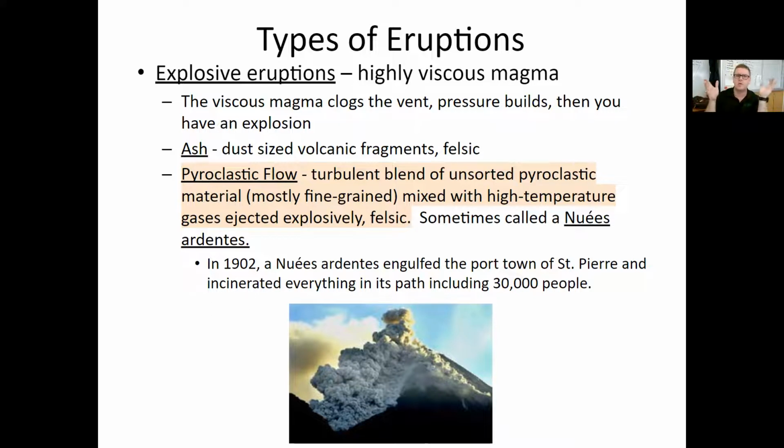That's what happened with Mount St. Helens in 1980. The vent got clogged, and then it found a weak point out the side of the mountain and erupted sideways out of Mount St. Helens. That's what happened there.